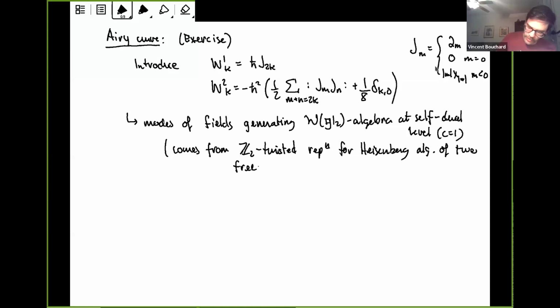WGL2 is a W algebra, obviously, and you can construct it as a subalgebra of the Heisenberg algebra of two free bosons. You can just construct it directly as an embedding, in terms of elementary symmetric polynomials of the free bosons. But then you construct a twisted representation for this Heisenberg algebra where you exchange the two bosons, and then you restrict to the W algebra and you get precisely this expression here.